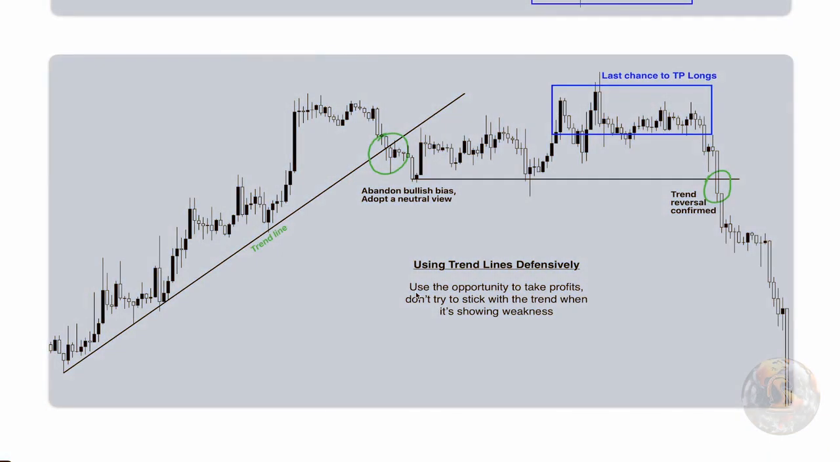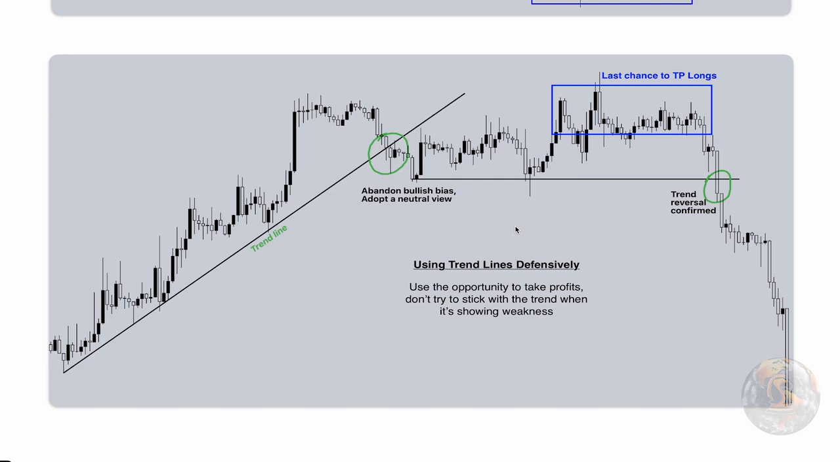Same thing, I'll just do it in inverse so you can see it as an uptrend. Same thing, you trend up, you break the trend line, so you abandon your bullish bias. So if you're long from lower, you abandon that bullish bias, you adopt a neutral view, you allow price to range, you get your last chance to take profit on your longs, you do not fight the trend, and when the reversal is confirmed, you can enter trades in the other direction, if you so wish.